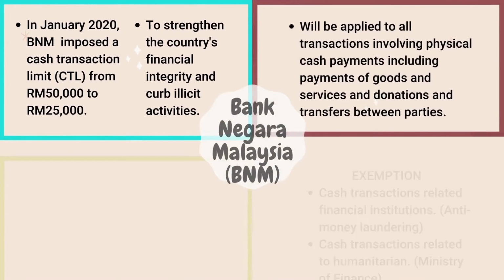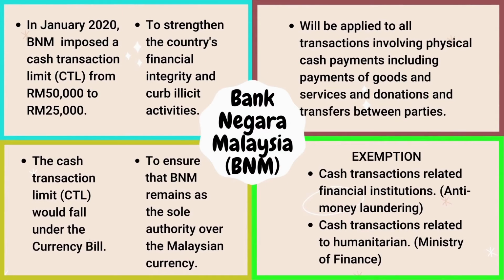When we talk about Malaysia, Bank Negara really has an important role. We can see that in January 2020, BNM imposed a cash transaction limit CTL from RM50,000 to RM25,000. Why? Because BNM wants to strengthen the country's financial integrity and currency activities. So the CTL will be applied to all transactions involving physical cash payments, including payments of goods and services and donations, and also transfers between parties, which are applicable to individuals, businesses and also other entities.